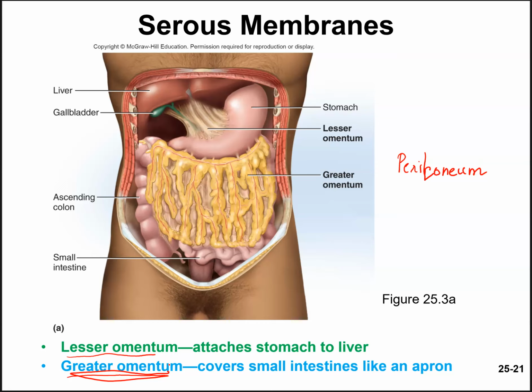And the greater omentum, so you can see the liver over here, the stomach over here, and this is the lesser omentum. Now the other portion, which is the greater omentum, covers the small intestine like an apron. So the greater omentum basically lies behind your belly, in between the abdominal muscles and the intestine. So it's like an apron between the abdominal muscles and the intestine. So the omentum is basically just a continuation or a part of the peritoneum.